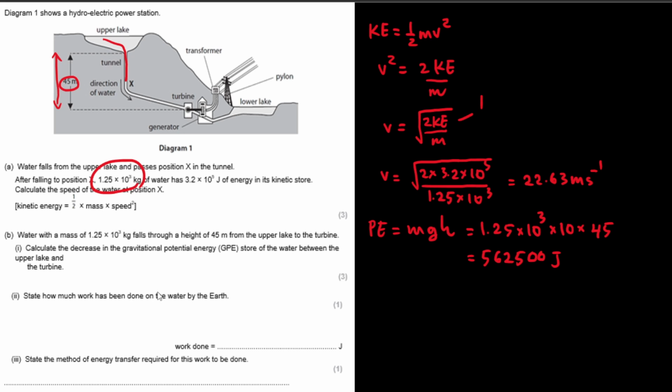State how much work has been done on the water by Earth. This is just a trick question. Work has been done on the water by Earth, and Earth has gravity, so it's just asking about the gravitational potential energy. So your answer here is going to be the same, which is 562,500 joules. State the method of energy transfer required for this work to be done. Since it is by mechanical means, you can just say mechanically. This is a mechanical transfer of energy, so from this you get 1 mark. Very simple.